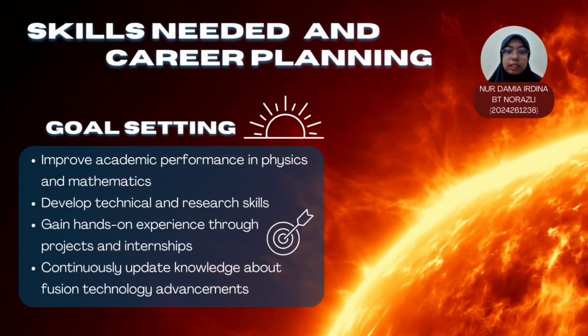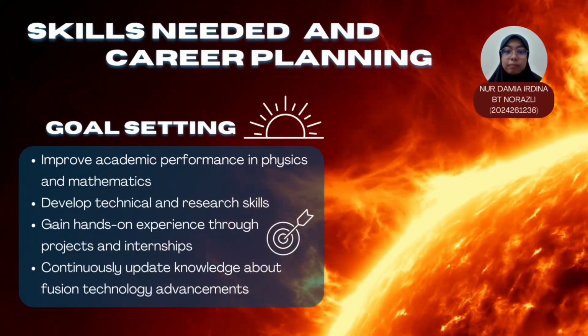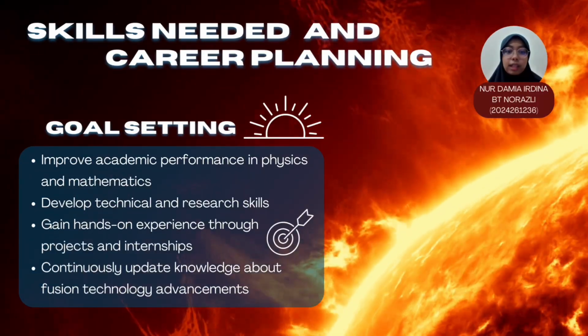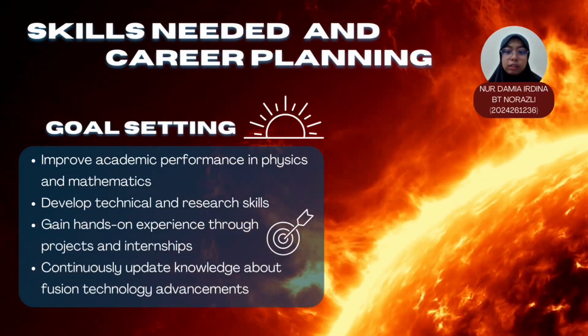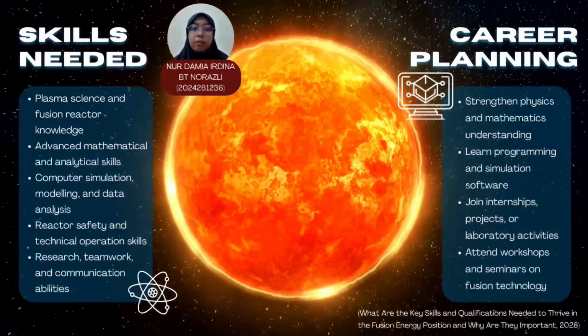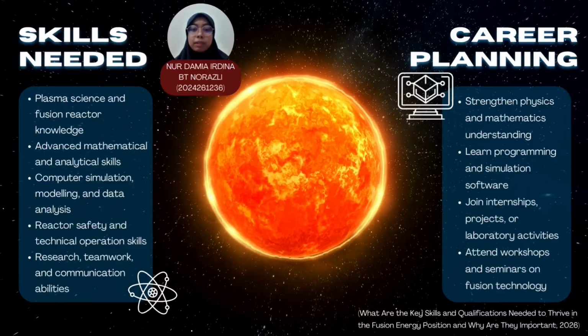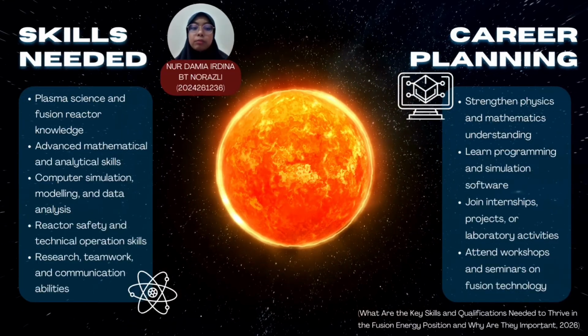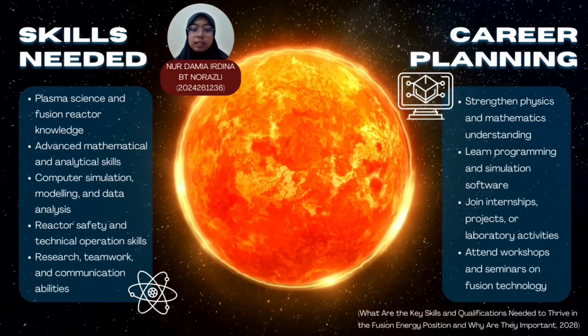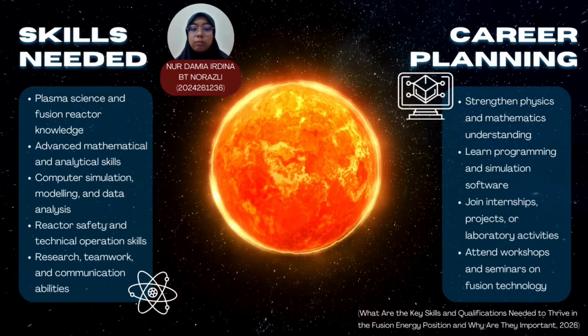Next, for skills needed in career planning, students should improve academic performance in physics and mathematics, develop technical and research skills, gain hands-on experience through projects and internships, and continuously update their knowledge about fusion technology advancements. Important skills in this field include plasma science and fusion reactor knowledge, advanced mathematical and analytical skills, computer simulation, modeling and data analysis, reactor safety and technical operation skills, as well as research, teamwork, and communication abilities.